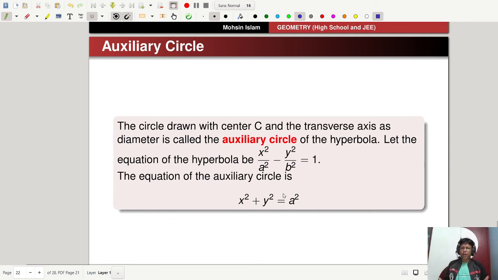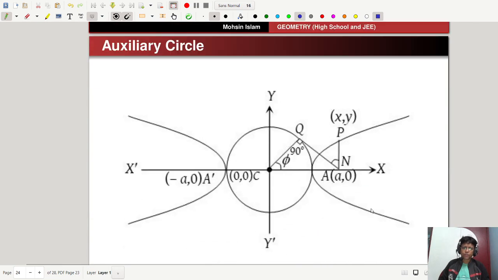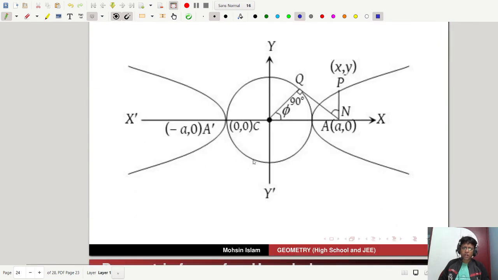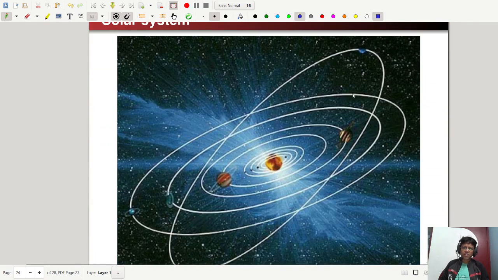And you can define an auxiliary circle here also by considering the transverse axis as the diameter. The equation of the auxiliary circle is again x square plus y square equal to a square. In this case also you can take the parametric form a sec theta, b tan theta. So I have explained this.